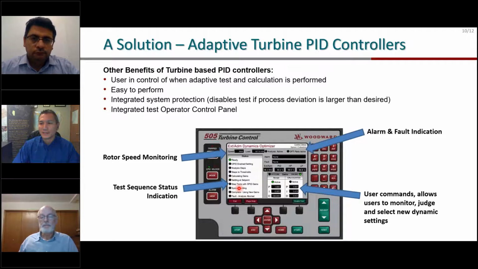Ashraf? Oh, okay, Andrew, so the question is regarding GE Frame 7. We have Frame 7s at our site, and I was wondering, because it has Mark 6 control, how your adaptive PID control works with the GE.